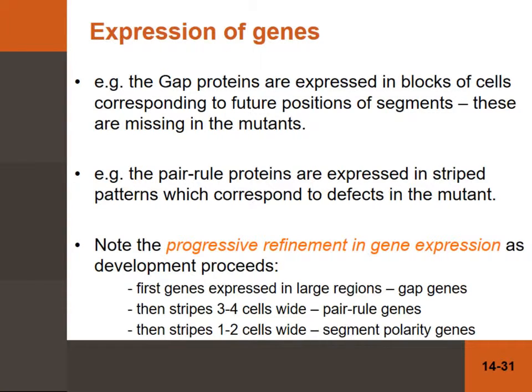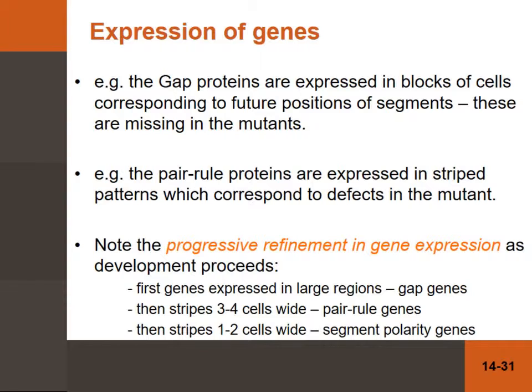So on the previous slide, we saw the maternal effect bicoid protein being expressed in quite a large region in that graded pattern from the anterior pole of the embryo. We also saw the gap protein Kruppel, which was expressed in a very large region of cells corresponding to a future position of a segment. And then we saw also an example of a pair rule protein, for example, hairy, which is expressed in striped patterns.